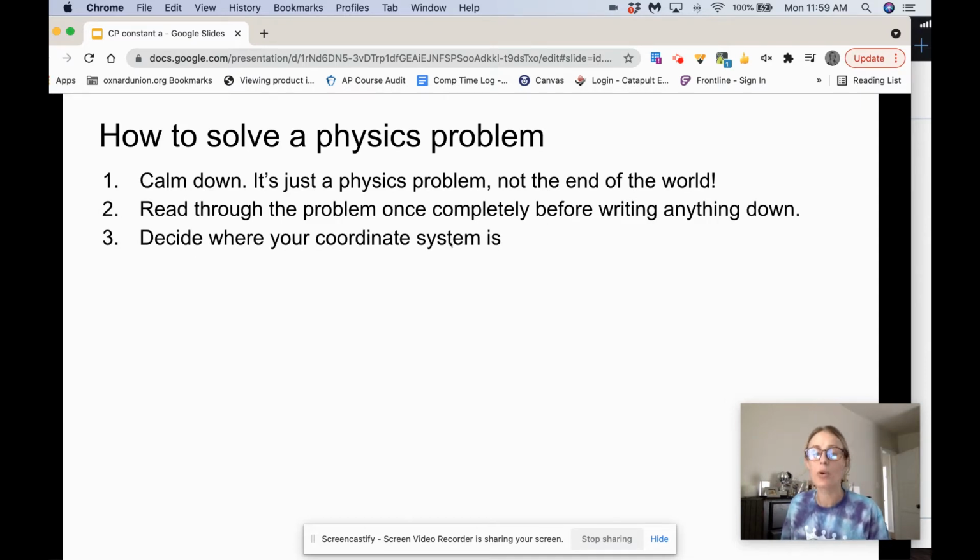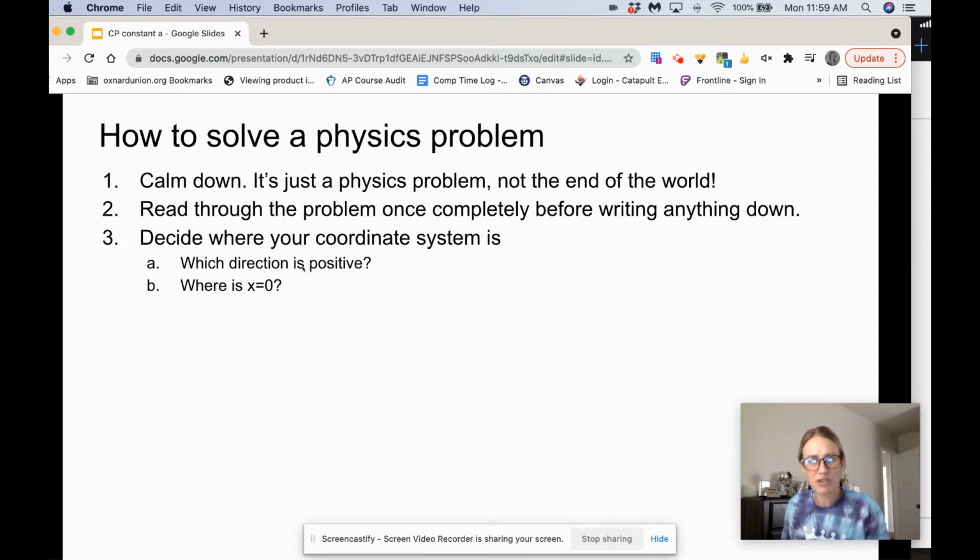Number three, you want to decide where your coordinate system is. So what this means is you want to say, okay, what direction's positive? Where is my x equals 0 or my y equals 0? Usually when we have something like a car starting from rest, we say our x equals 0 where that car starts. Or if we were talking about motion that's up and down, we say y equals 0 at the ground or something like that.